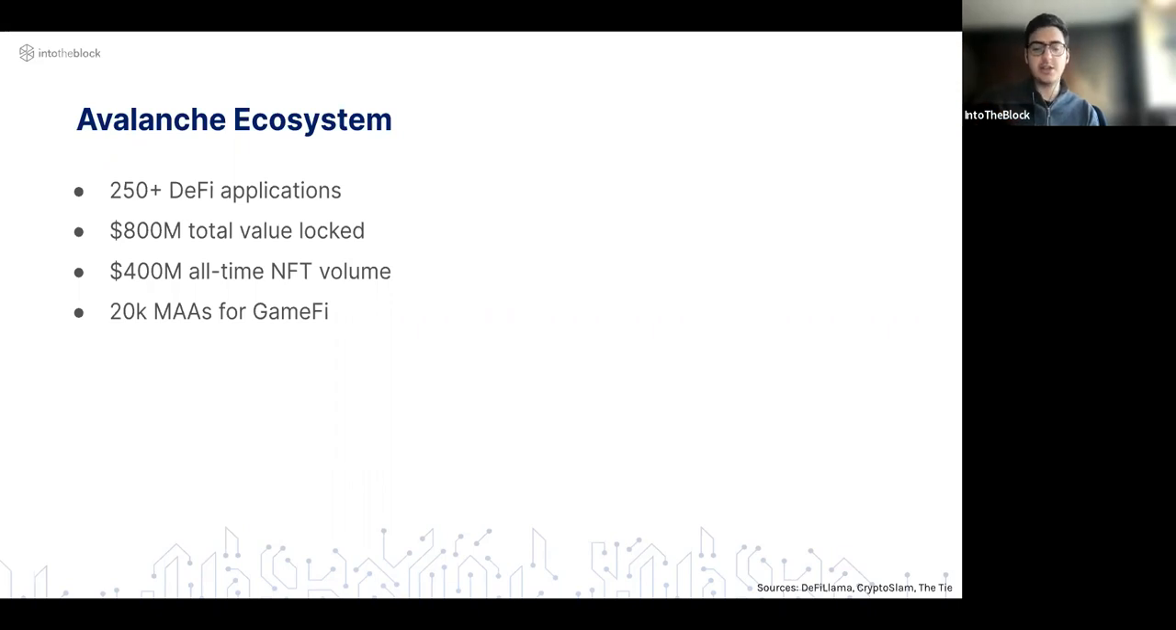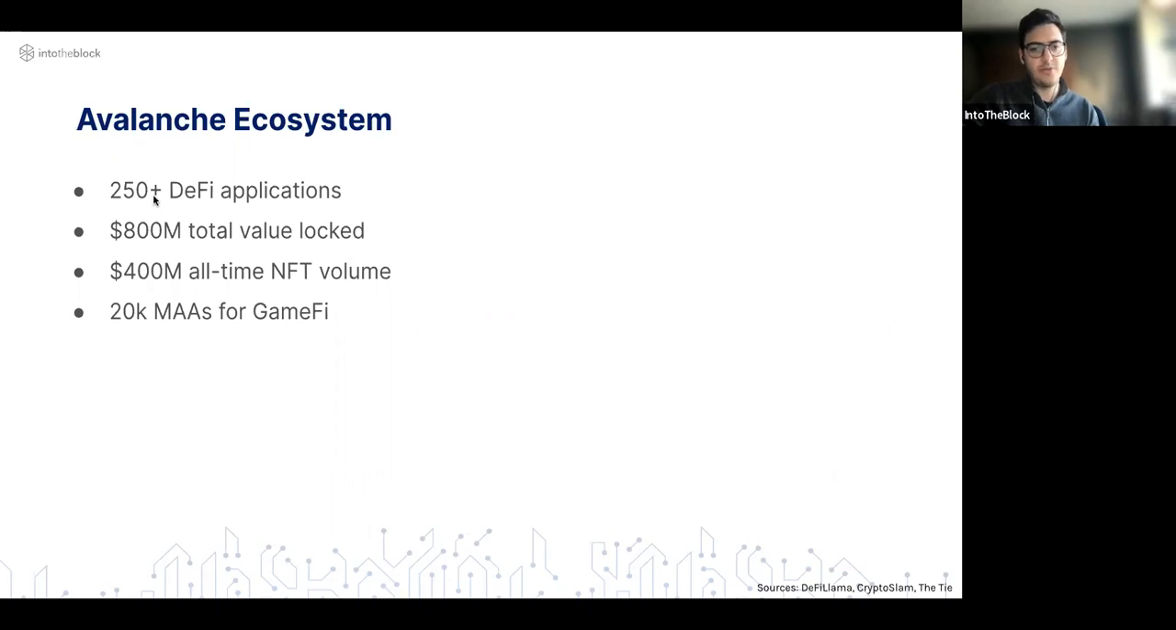Art and collectibles has been, of course, a very big industry within crypto, and that's best represented through NFTs and the volume that they gather. And finally, to a certain extent, gaming has also grown significantly. Within Avalanche, it took off a bit more in 2021, but to a certain degree, it's still held up a lot of that growth.